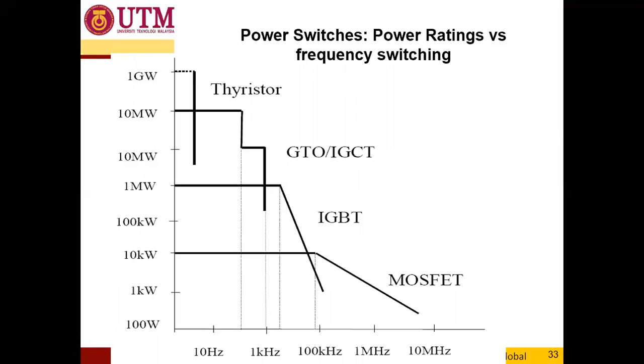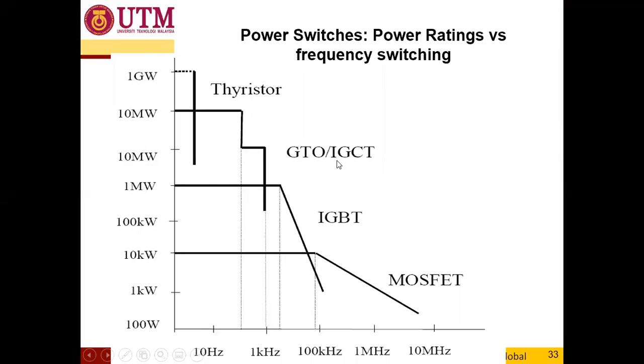So this is the arrangement of power switches, power rating versus switching frequency. As you can see, the thyristor has very high power capability, but low switching frequency capability. The MOSFET is at the lowest end, where it usually has the highest switching frequency capability, but the power rating is limited to maybe 10 kilowatt or below. The medium range is the IGBT, GTO, and IGCT.